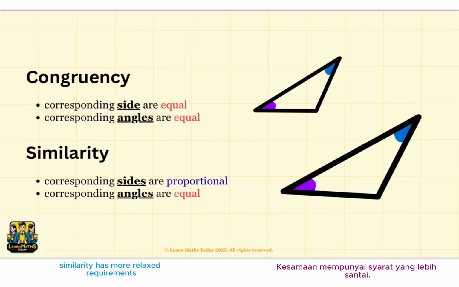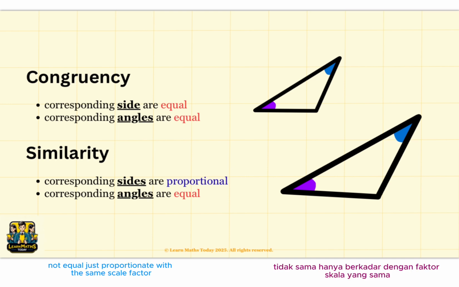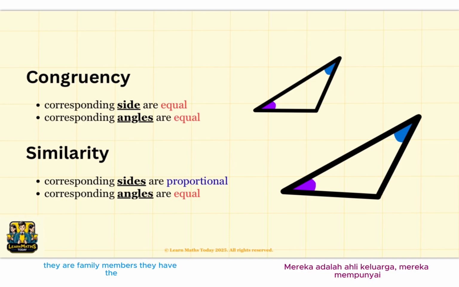Similarity has more relaxed requirements. For shapes to be similar, corresponding sides must be proportional. Not equal, just proportional, with the same scale factor. However, just like congruency, all the corresponding angles must still be equal. Think of similar shapes as family members. They have some kind of the same family resemblance in shape, but they can be different sizes.